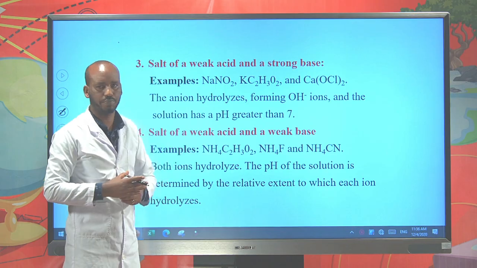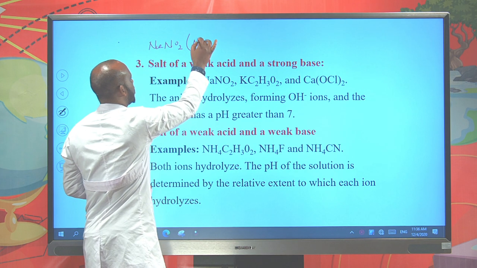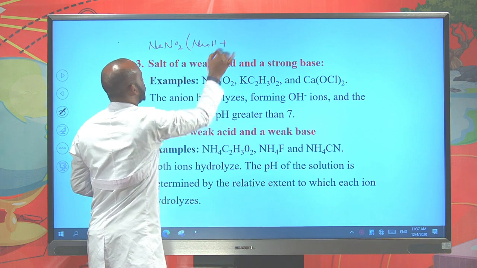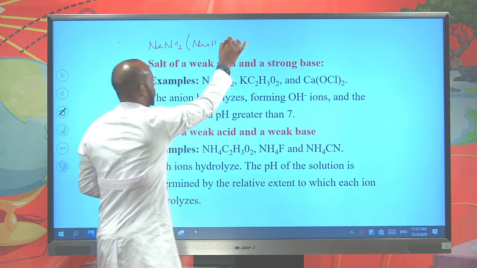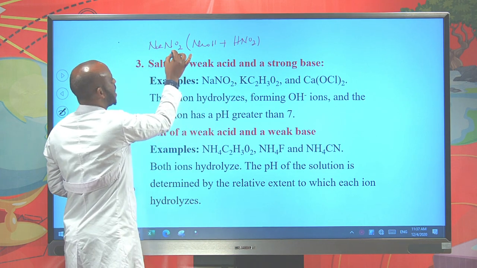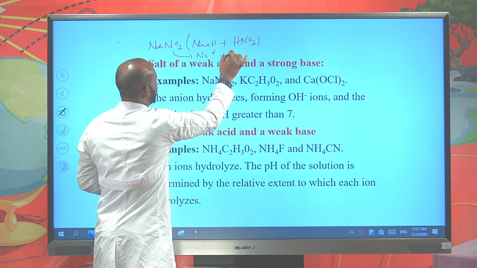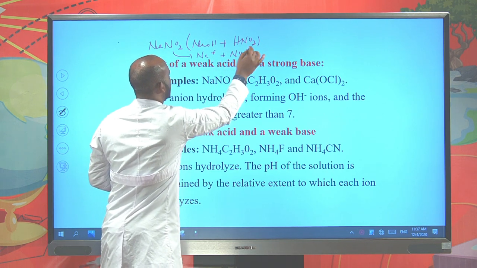Sodium nitrite. Sodium nitrite is a salt derived from a strong base, sodium hydroxide, and a weak acid, nitrous acid, HNO2. It is completely dissociated into sodium ion, Na+, and nitrite ion, NO2 minus.